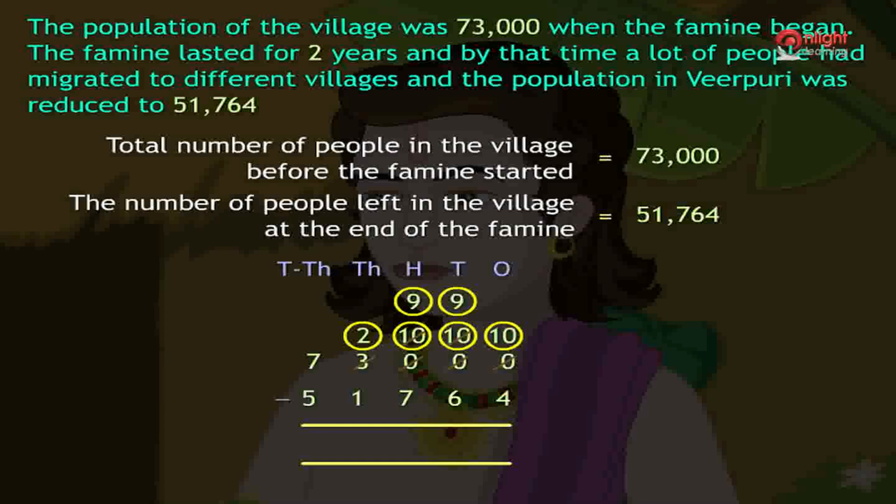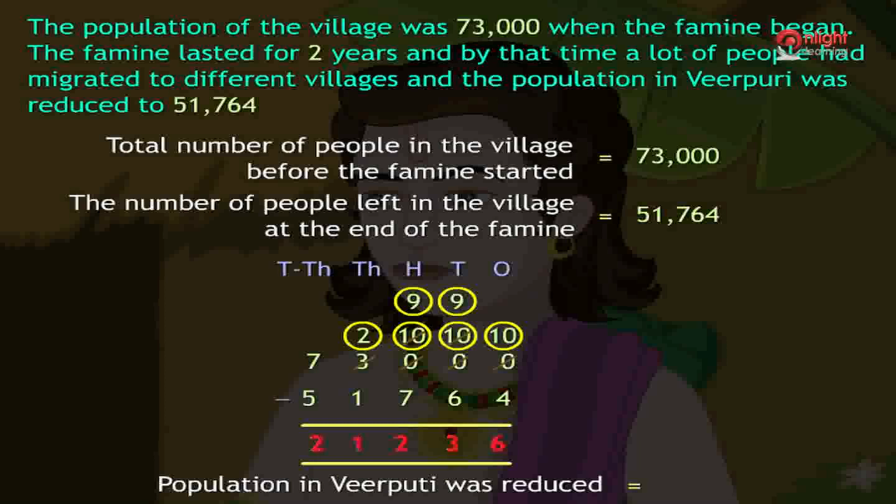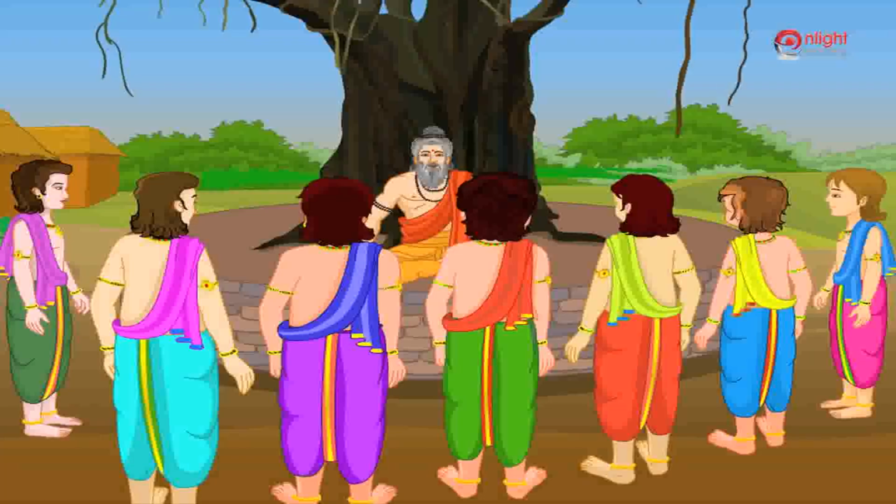So let us do the subtraction. So 10 minus 4 is 6 in ones place. 9 minus 6 is 3 in tens place. 9 minus 7 is 2 in hundreds place. 2 minus 1 is 1 in thousands place. And 7 minus 5 is 2 in 10,000s place. Hence the answer is 21,236.